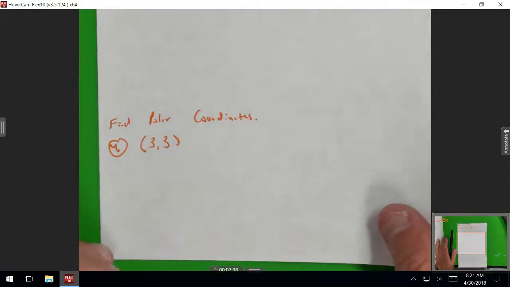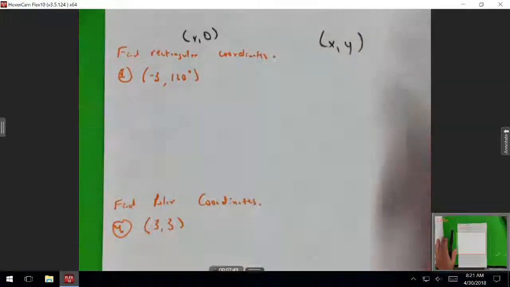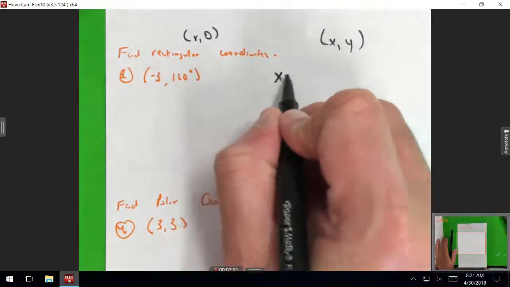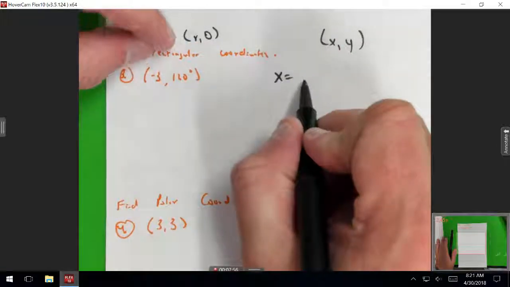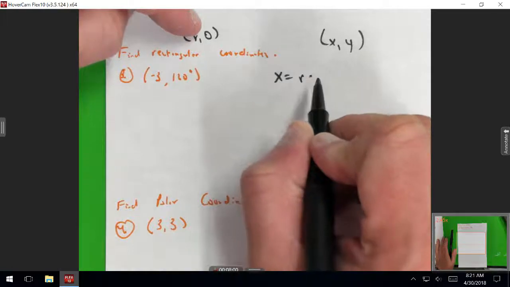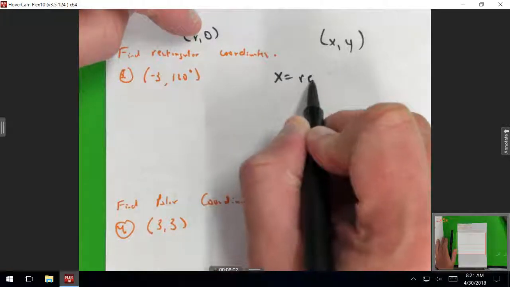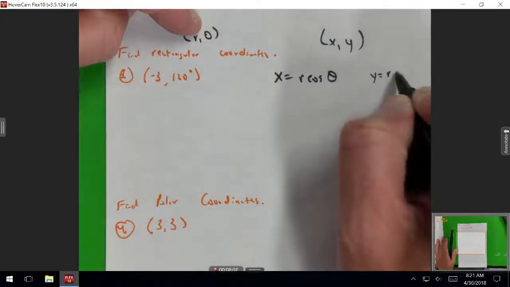Alright, let's look at this. Number 3, it says find the rectangular coordinates. What coordinates is this right now? Polar. Okay, polar has an r and a theta, but you want rectangular. You want an x and a y. What was the formula for finding the x? x equals r times what? Which one's associated with x? Cosine or sine? Cosine of theta. You remember that? And then y is equal to r what?